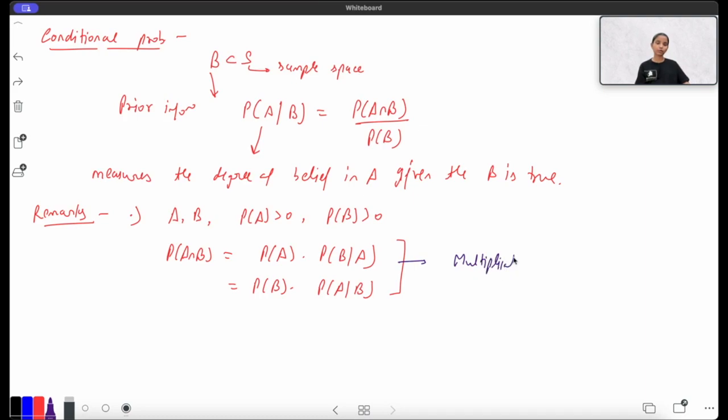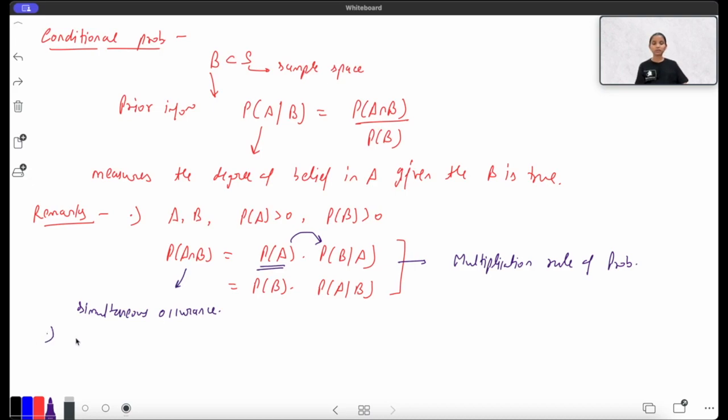So this is actually the multiplication rule of probability, which says that the simultaneous occurrence of two events A and B has probability equal to the probability that A has happened, multiplied by the probability that B has happened given that A has already occurred. This is simultaneous occurrence.